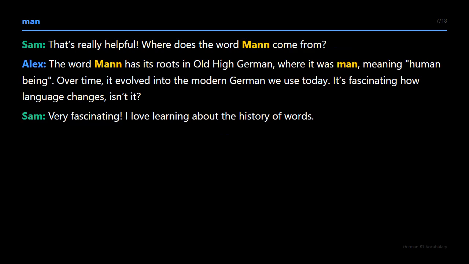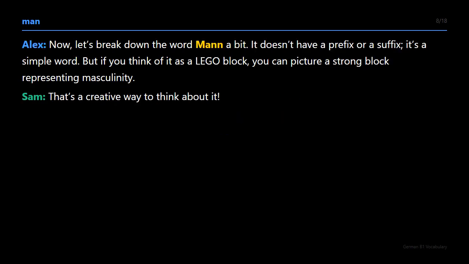Now, let's break down the word Mann a bit. It doesn't have a prefix or a suffix, it's a simple word. But if you think of it as a Lego block, you can picture a strong block representing masculinity. That's a creative way to think about it.